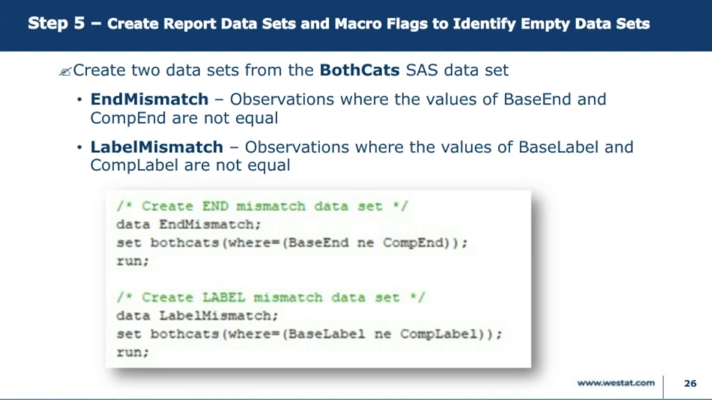So the first of the 2 we're going to create is end mismatch. So there's our observations where the values of base end and comp end are not equal. So they matched on format name and start, but the end value was not equal. Similarly, we're going to create one data set called label mismatch. Those are observations where the values of base label and comp label are not equal. Here's the code to do that. Data end mismatch. Set both cats where base end is not equal to comp end. And those will be popped into end mismatch. Similarly, data label mismatch. Set both cats where base label is not equal to comp label.